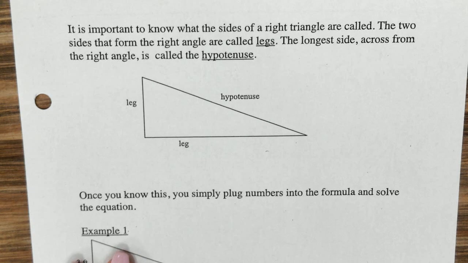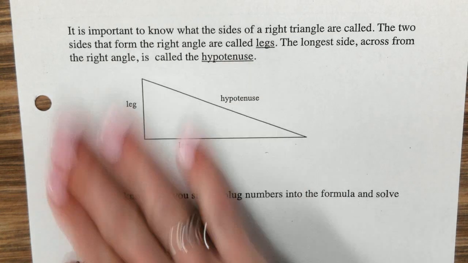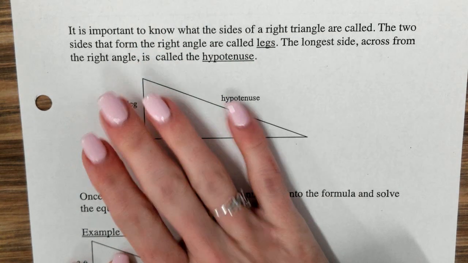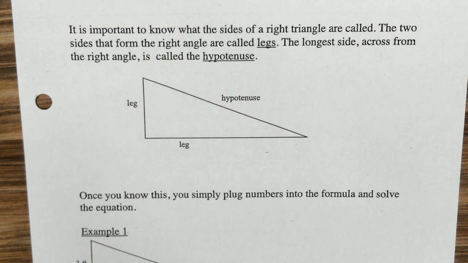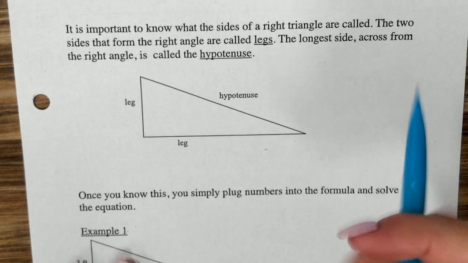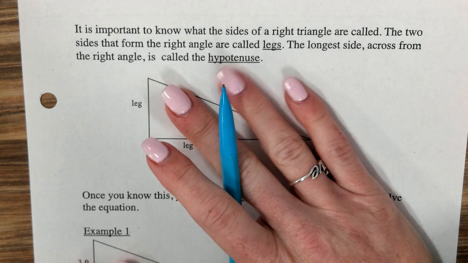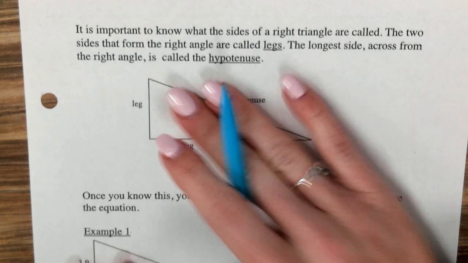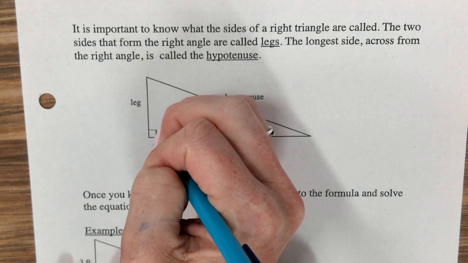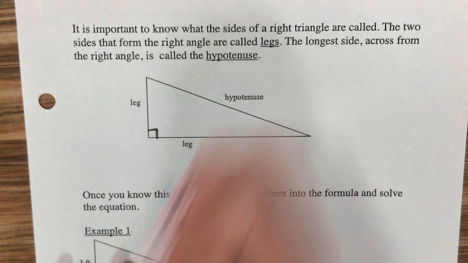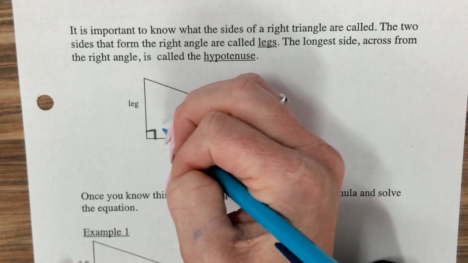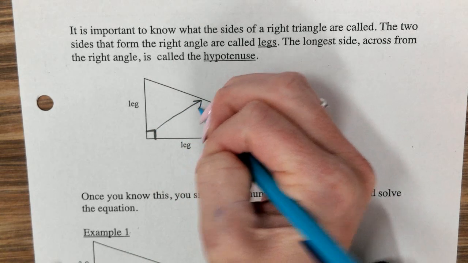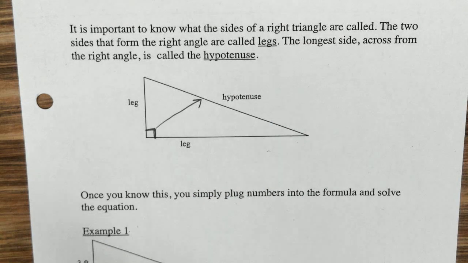It is important that you know what these sides are called, because on the STAR test they might ask for the hypotenuse, and you have to know what that side is. So everybody look at this right triangle right here. This right here is the right angle. Draw a right angle right there. And the side across from the right angle is always the hypotenuse.